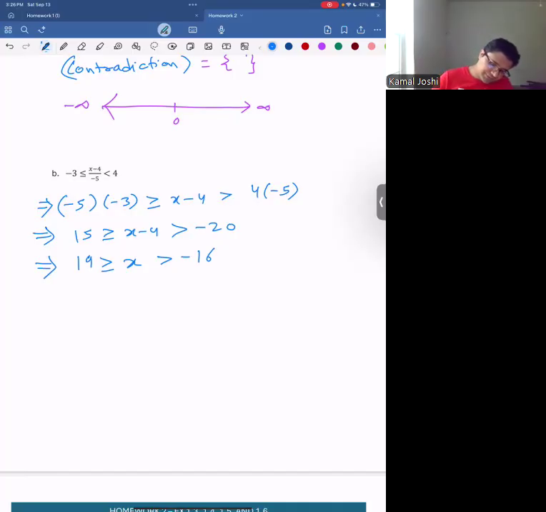Okay. And your solution on a number line now is going to be from minus 16, 0 here, let's say, 19 here, open side here, close side here. Or if you want to show it, you can show it like this as well.